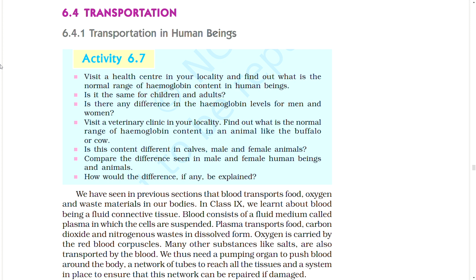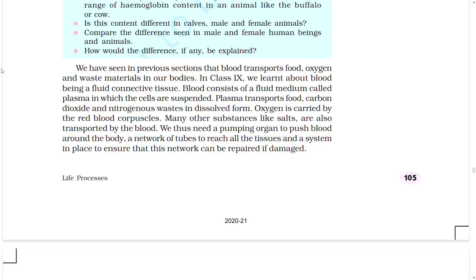Comment this. We have seen in previous sections that blood transports food, oxygen and waste materials in our bodies. In class 9 we learnt about blood being a fluid connective tissue. Blood consists of a fluid medium called plasma in which the cells are suspended. Plasma transports food, carbon dioxide and nitrogenous wastes in dissolved form. Oxygen is carried by the red blood corpuscles. Many other substances like salts are also transported by the blood.